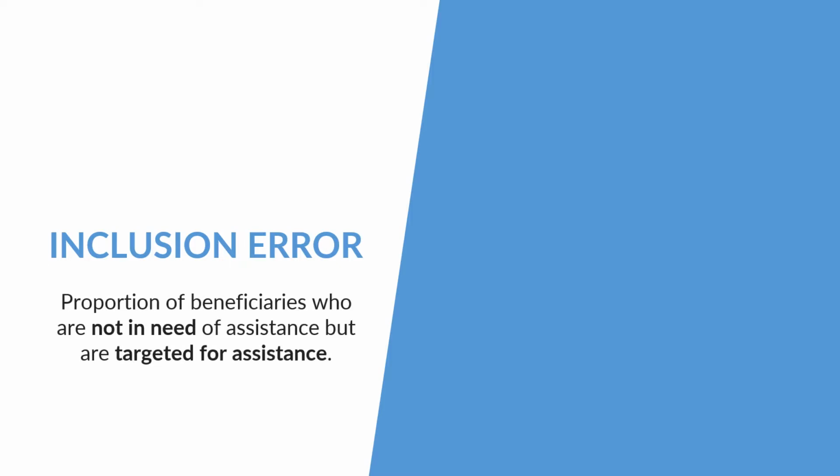In targeting and prioritization, the term inclusion error refers to the proportion of beneficiaries who are not in need of assistance but are targeted for assistance. They therefore should not have been included.